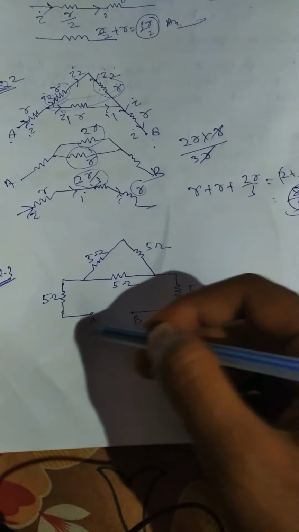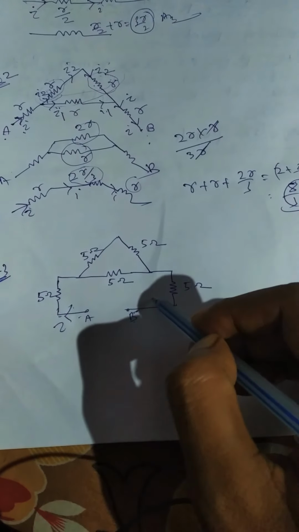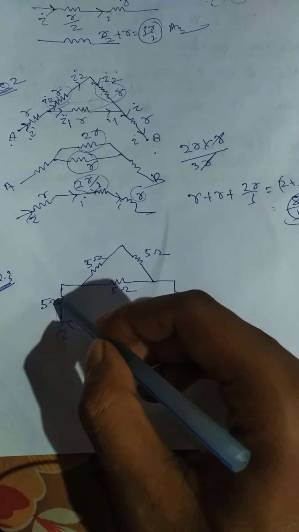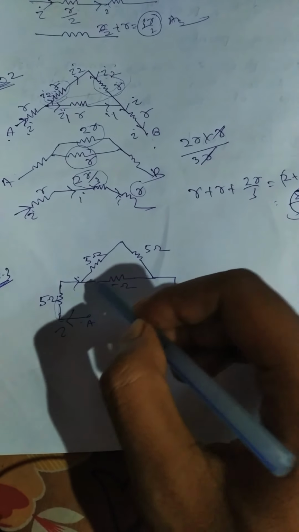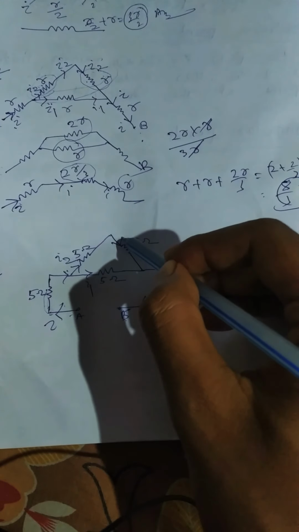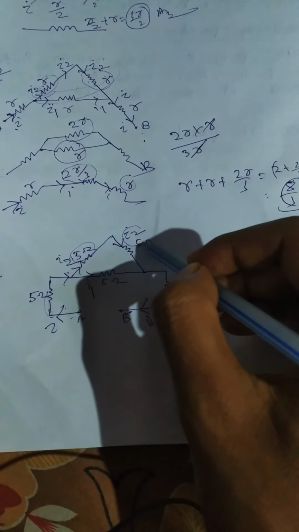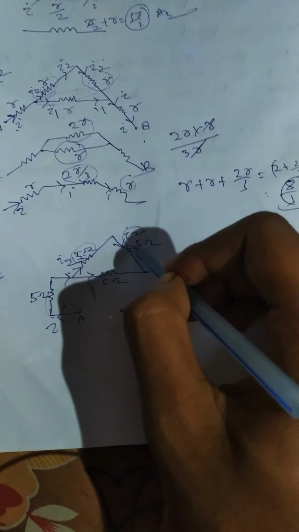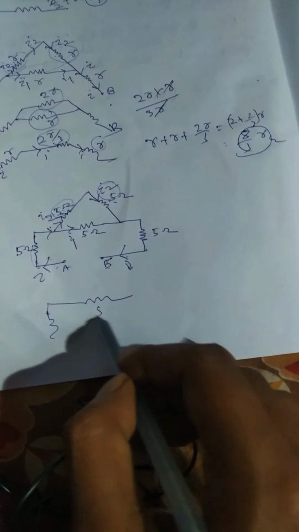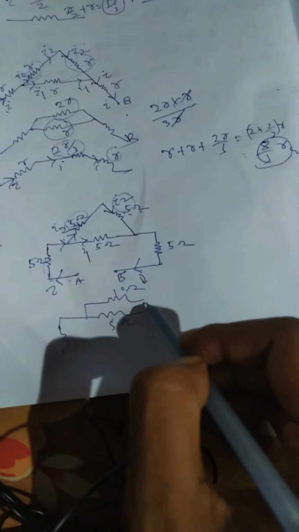Another question: find the equivalent resistance between A and B. Current starts from this I and ends at B. The current through this 5 ohm resistance is I. Again here there is a branch, so the current divides into I1 and I2. The current through this 5 ohm resistor is also I2, so here is current I2 and here is also I2. So these two are in series, 5 plus 5 is a 10 ohm resistance.